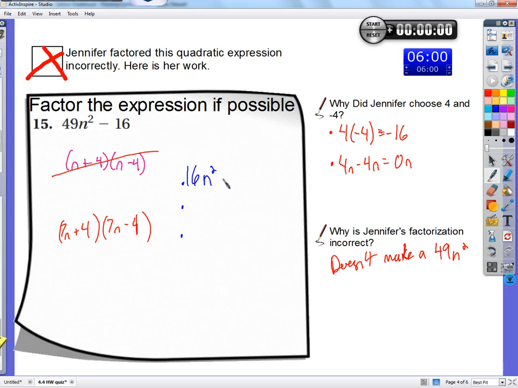16n squared minus 36. Okay. Leave some room for the factorizations. What's another example of something that'll factor nicely? 25n squared, 100? Okay. Others? There's one more.